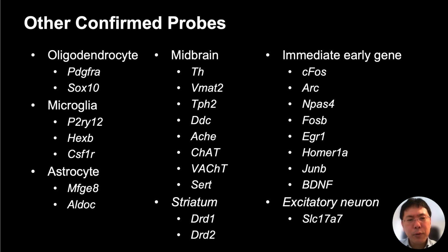I won't have time to show all of our data today, but I'd like to mention that we've already validated probes for a broad range of gene types using TRISCO. These include cell type markers, immediate early genes, and many others, all of which are highly relevant to neuroscience research.